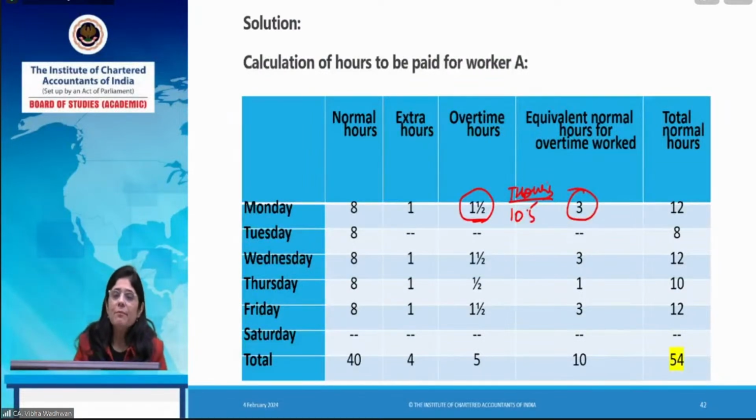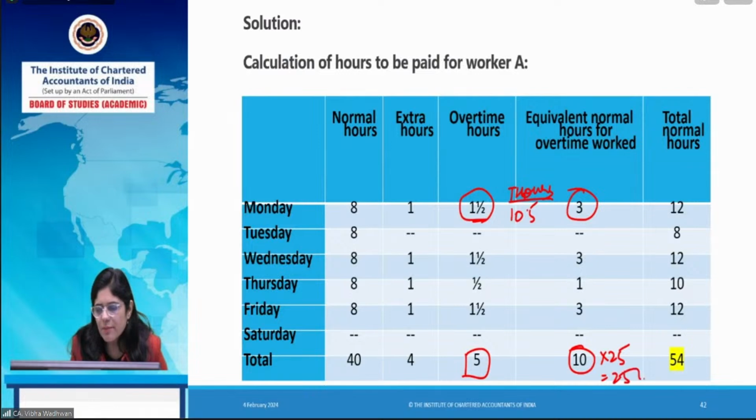So they have doubled the time and the rate is 25 only. What we have done is actually double the rate, but the time we have kept as 5 only, overtime. Clear? So either way you can do. Either you can take 10, the doubled equivalent hours for the overtime, and the rate will be 25. So it's also coming to 250.